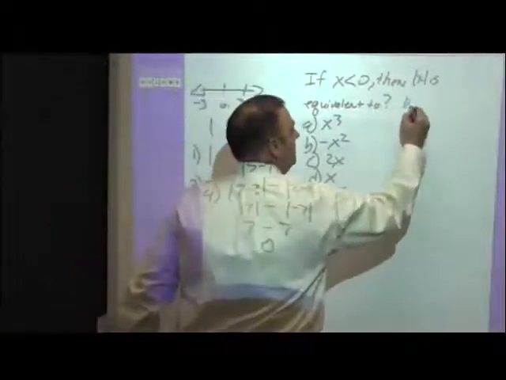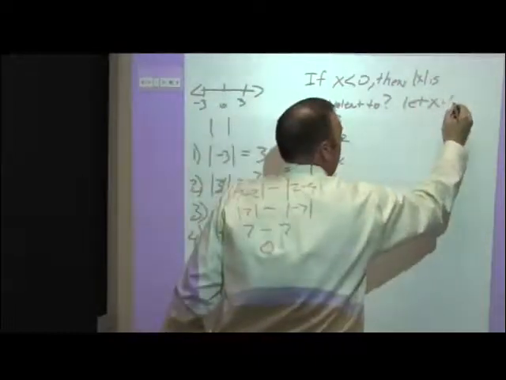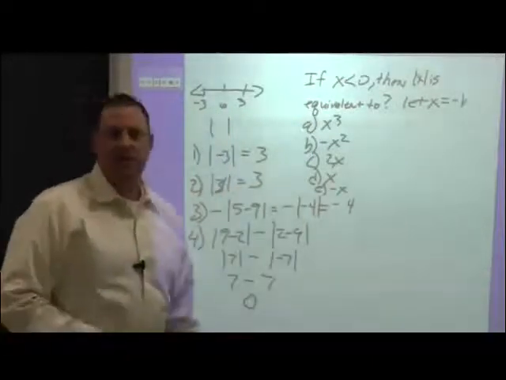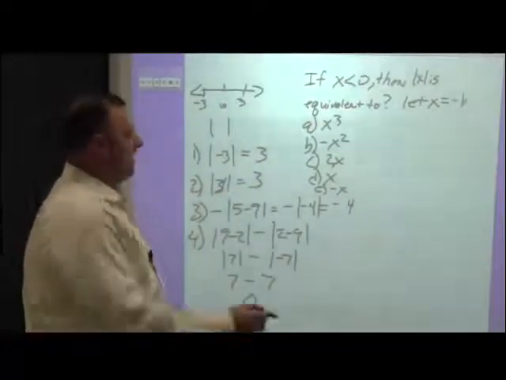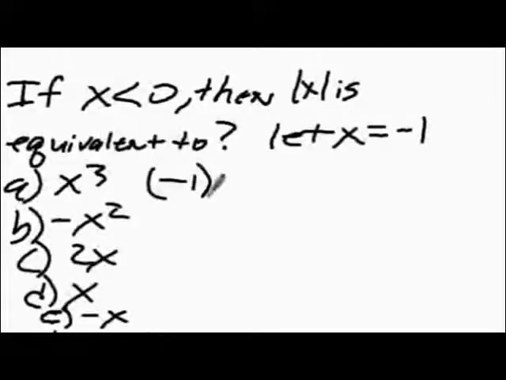So we're going to let x equal negative 1, and we're going to just plug numbers in and see what happens. So let's plug negative 1 into choice A, and ask ourselves, would that be the same answer if we were to plug negative 1 into the absolute value of x? So would that be equal to the absolute value of negative 1?